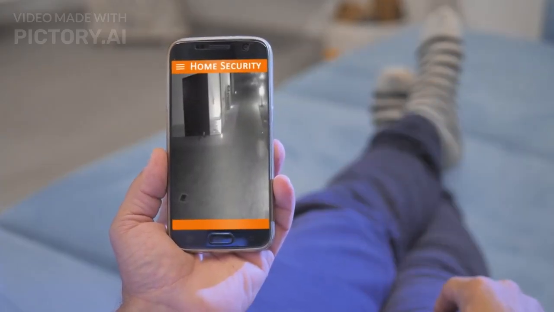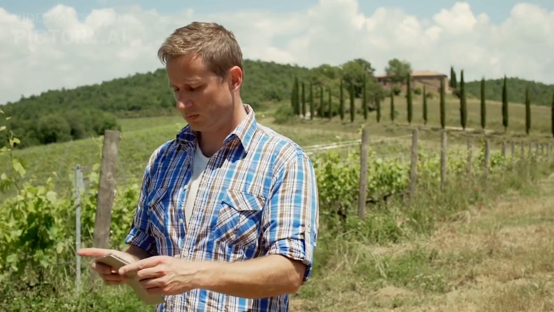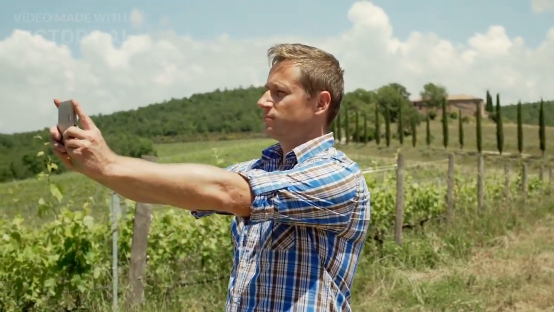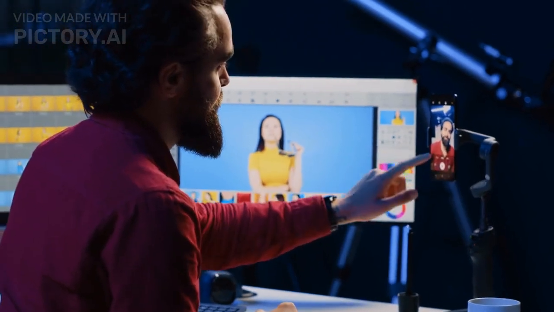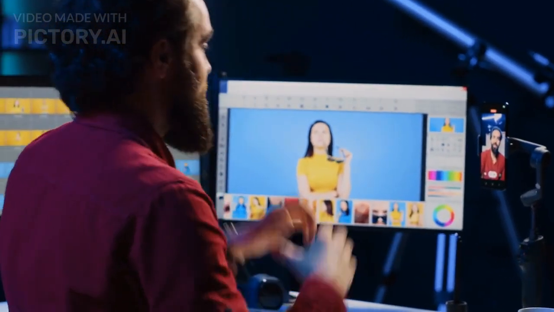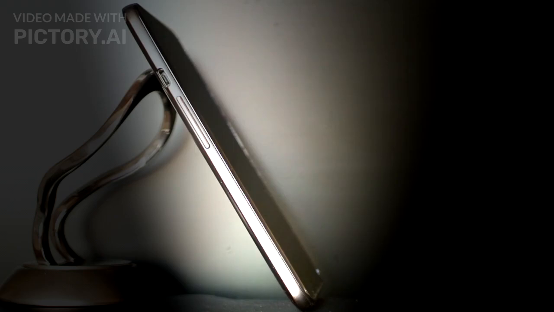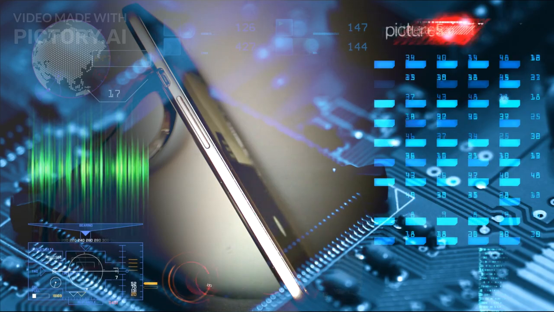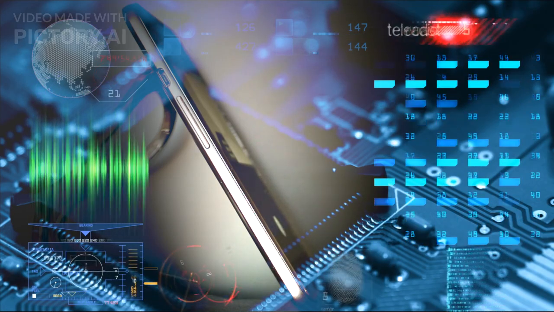The importance of software in smartphone cameras. The hardware in your smartphone is only part of the equation. The software plays a significant role in processing the images and videos you capture. This is why two smartphones with similar specs can produce vastly different results.